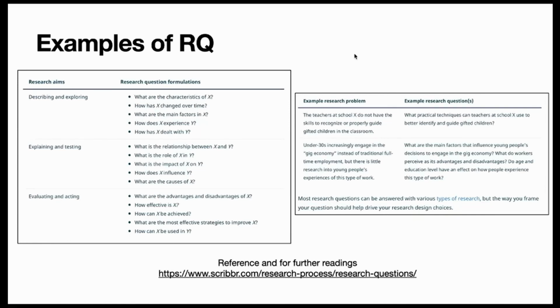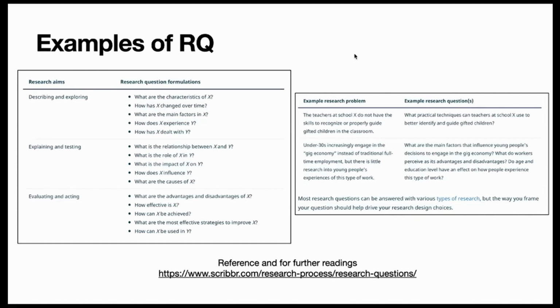It's not mentioned in the research problem. Why teachers? Teachers at school X. Okay, so you are saying the school is the first variable and the teachers are the second variable. How about the others?